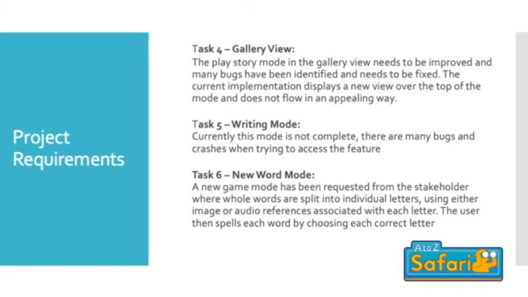A writing mode which is currently in progress and not yet published also needs to be fully implemented and finalized. And finally, a new game for the app which allows the player to spell words given a set of individual letters referenced by either an image or sound clip associated to that letter.